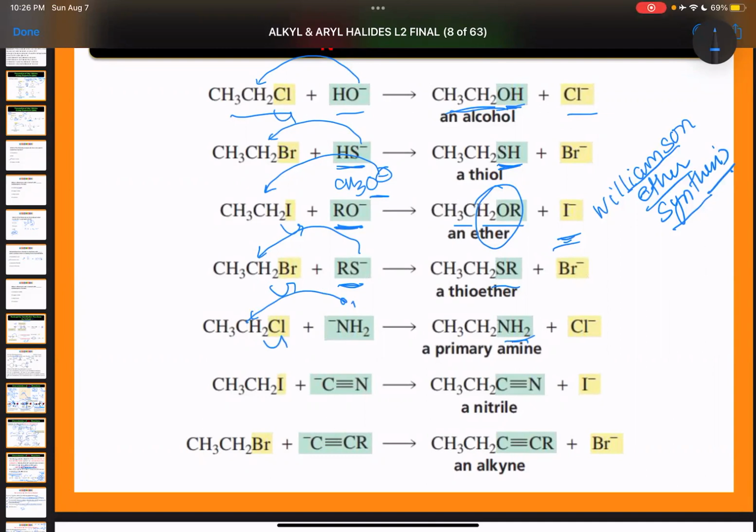If you take KCN, CN minus is going to come and join itself to the substrate, and I minus is going to leave. You will have a nitrile. If you take this alkyne group having a minus charge, it will come and join itself to the alkyl halide, and that's how you have a bigger alkyne. You might have studied in your class 11th, the step up of alkynes.